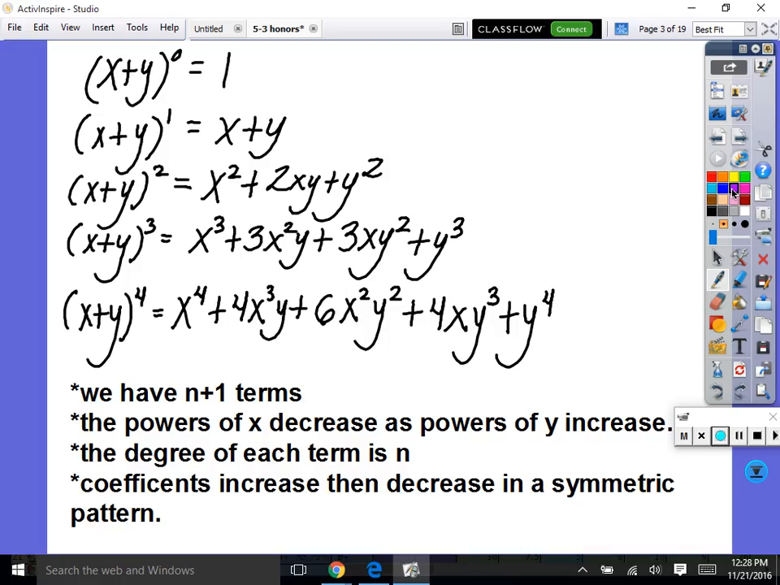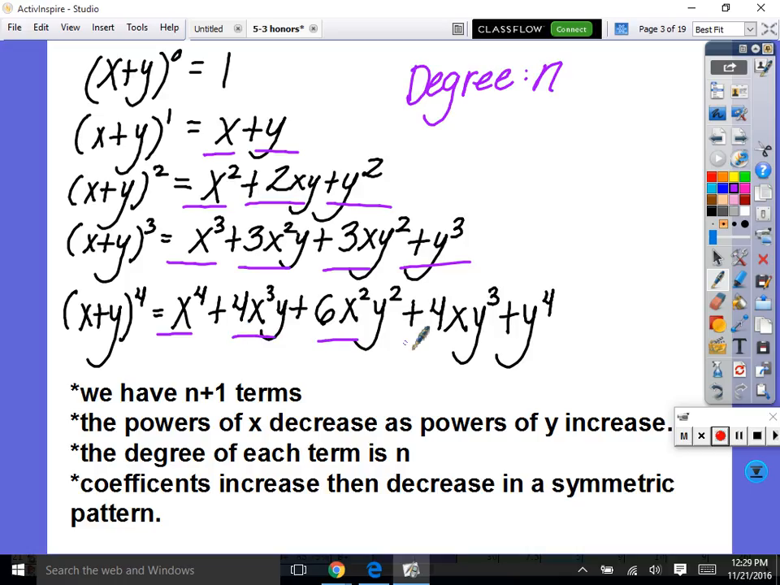So a couple of things to notice. If I call degree n, if we have a binomial of degree n, notice we have n plus 1 terms. One more than the degree. One more term than the degree. So look, degree 0 has 1 term, correct? Degree 1 has 2 terms. Degree 2 has 3 terms. Degree 3 has 4 terms. Degree 4 has 1, 2, 3, 4, 5 terms.